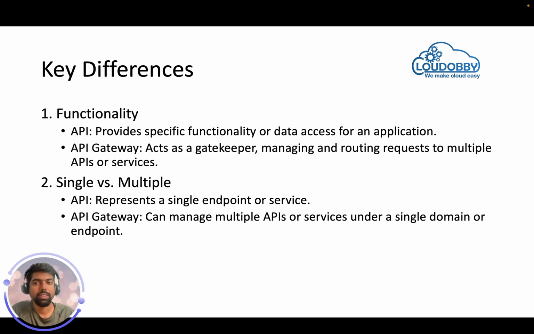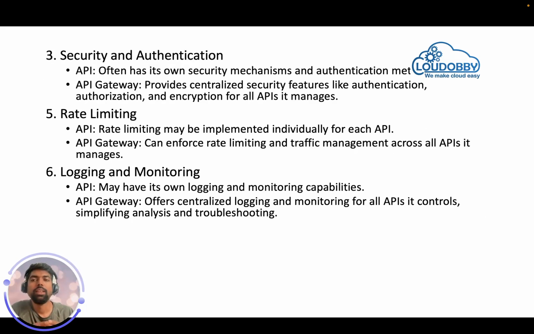It manages your APIs and routes the request. Single versus multiple: an API represents a single endpoint or service, but a gateway represents multiple APIs or services under a single domain or gateway endpoint. So if your endpoint is like www.cloudhobby.com, the endpoints can be multiple. Create course, look into course might be one endpoint, one API. Second API is pay fees. Third API. So with one endpoint, you can have multiple API slugs. I hope you are getting a little bit of the difference.